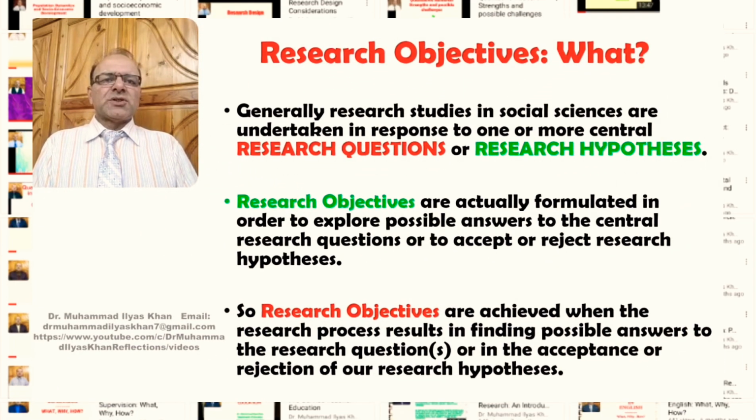Now the last part of this presentation, the research objectives. So what are research objectives? As I said in the beginning, generally we begin social science research with research questions or research hypotheses. And research objectives are actually formulated in order to explore possible answers to the central research questions, or to respond to our research hypothesis, that is, to accept or reject research hypotheses. So what we can say is that research objectives are achieved when the research process results in finding possible answers to research questions, or in the acceptance or rejection of our research hypotheses.